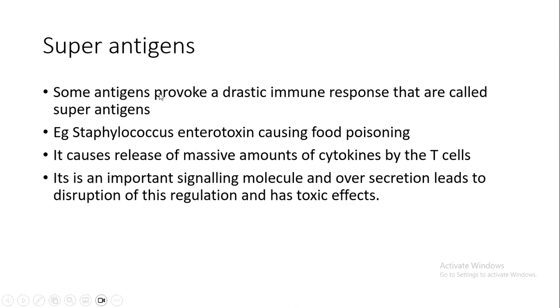The fourth category of exotoxins are superantigens, and as the name suggests, superantigens drastically provoke the immune response, and hence are known as superantigens. An example includes Staphylococcus exotoxin, which is involved in causing food poisoning. It causes release of massive amounts of cytokines by the T cells, and cytokines are important signaling molecules, and oversecretion leads to disruption of this regulation and has a toxic effect.